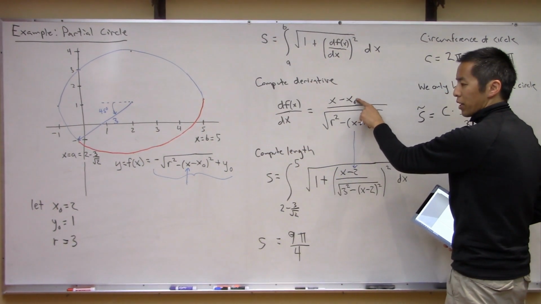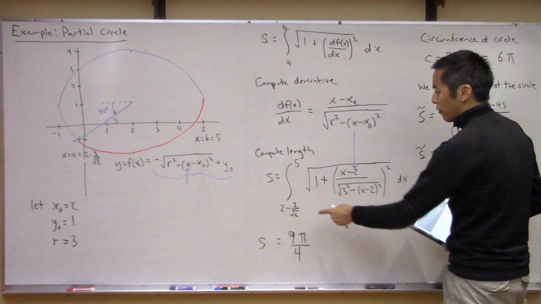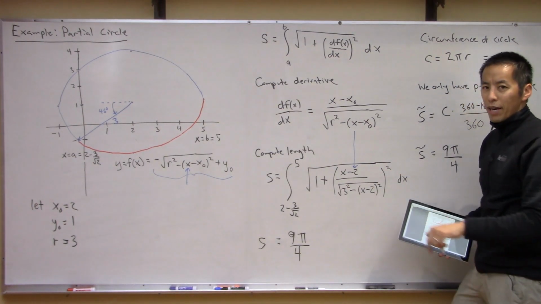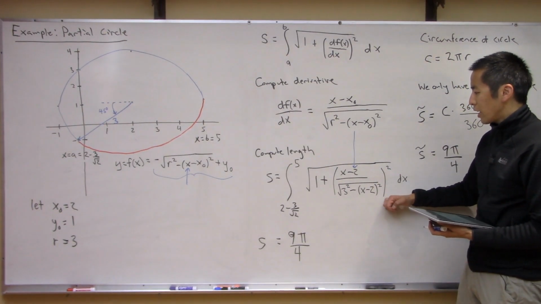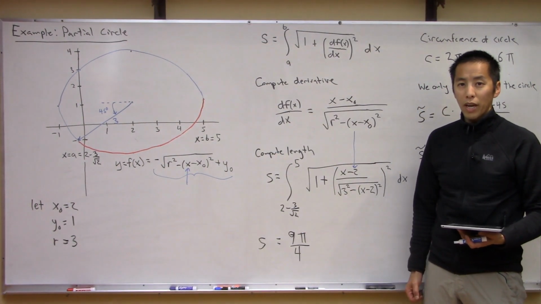So now I'm going to plug in x naught of 2, radius of 3, all that kind of good stuff. Plug in my a to b values. And again, go ahead and run over to Mathematica or some tool and just go ahead and calculate this integral. You end up with this, right? You end up with 9 pi over 4, okay?